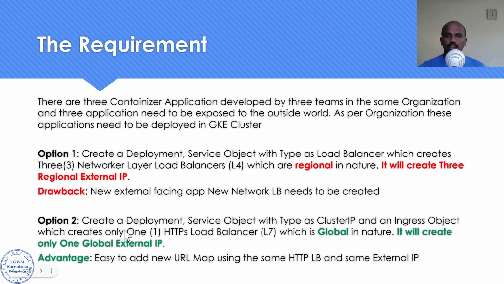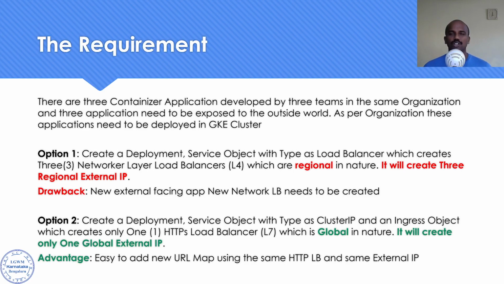Now what's the second option? Same thing, create a deployment object and a service object, but in this case the service type is not load balancer, it is ClusterIP, the basic one, which is going to use an internal IP address. Additionally, I'm going to create an ingress object. If I create this ingress object, it's going to be implemented behind the scene in GCP using the HTTPS load balancer, which is our layer 7 load balancer, the smartest load balancer you can get, and this is going to be global, and the IP address is going to be a global external IP address, the anycast IP.